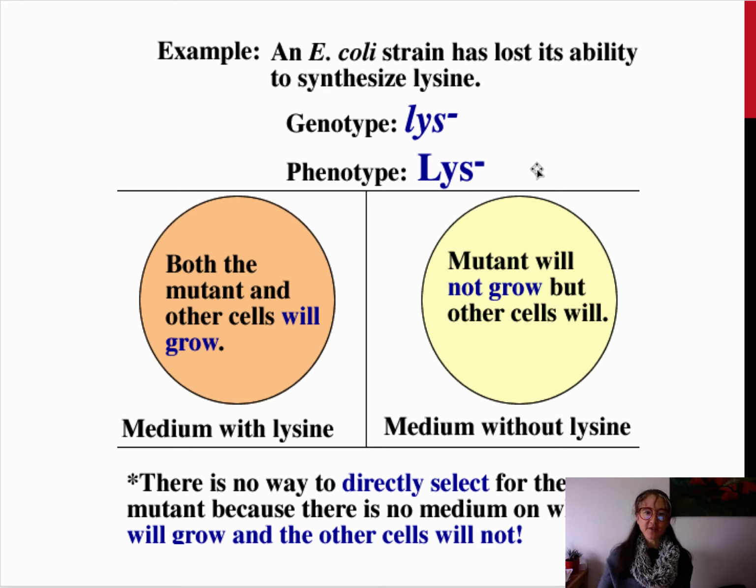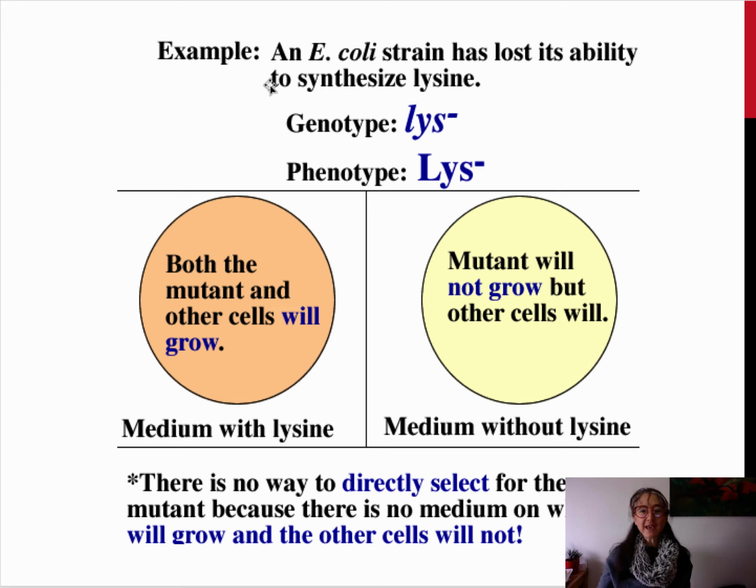So let's think about this. If we had an E. coli strain that had lost the ability to synthesize lysine, what we know is that it would grow fine if we put it on a rich, undefined medium. Like if we put it on a TSA plate, it would probably be okay because lysine is already provided in there. But if we put it on a GSA plate, we wouldn't see it growing very well because lysine isn't provided on that plate.